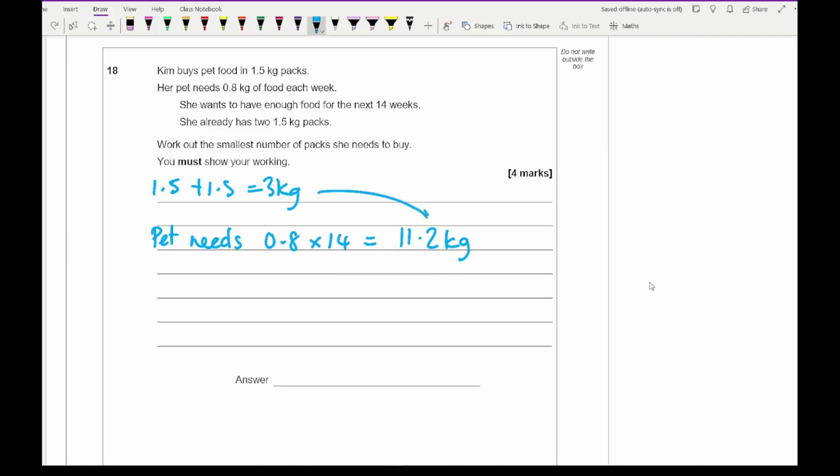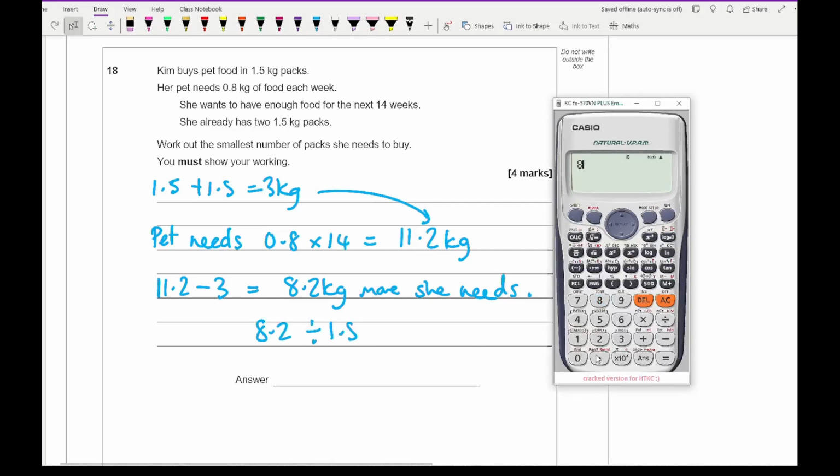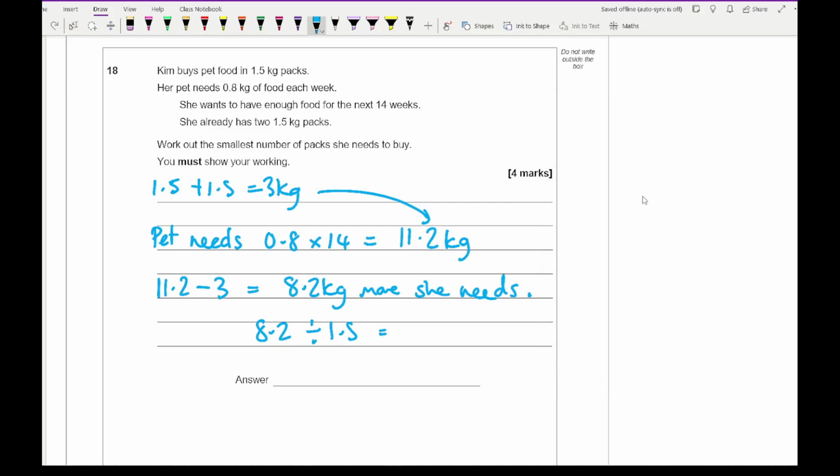So in terms of how much food that we then need, if I then do 11.2 take away 3, that's going to give me 8.2. So that's how much more she needs. So what we then want to do is do 8.2 divided by 1.5 to see how many bags that she then needs to get. So 8.2 divided by 1.5 equals 5.4, and so she's going to need 6 bags.